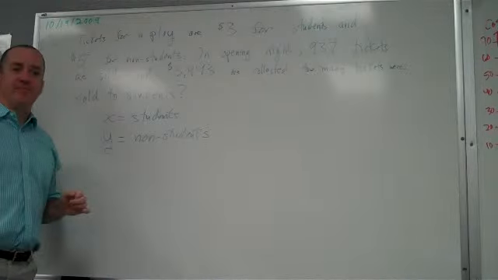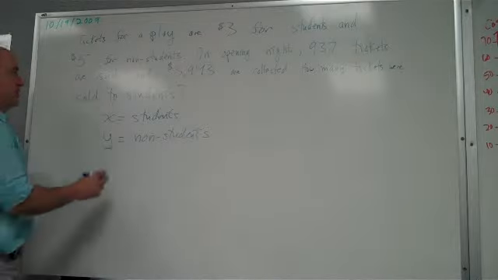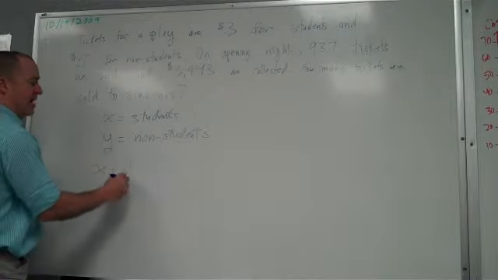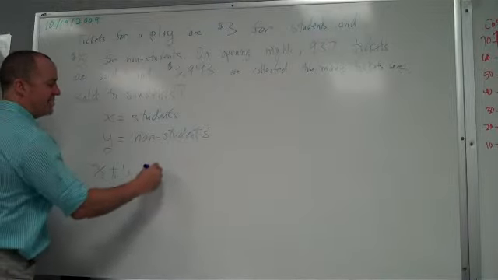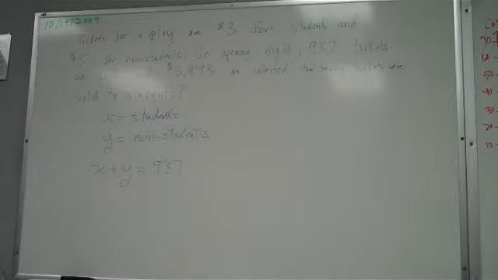You do like x plus y equals 937. That's what I was looking for. Actually, that's the first one. The number of students plus the number of non-students had to add up to the number of people there. x plus y is 937. And then you find one, right?